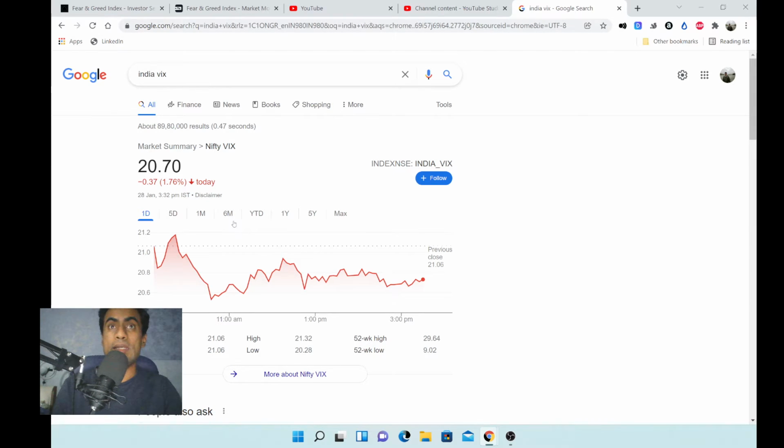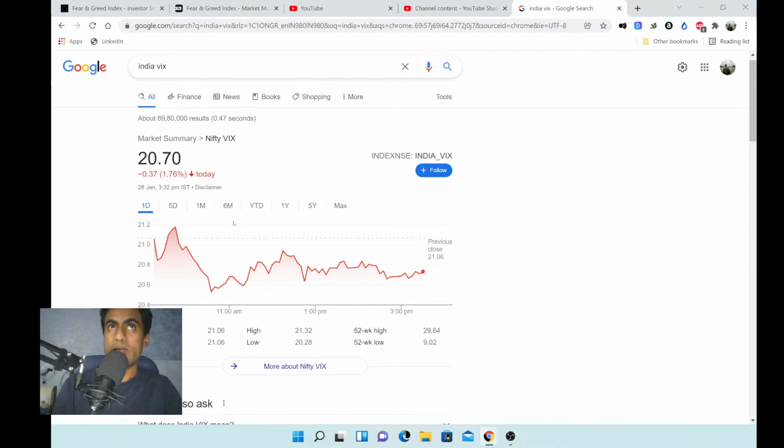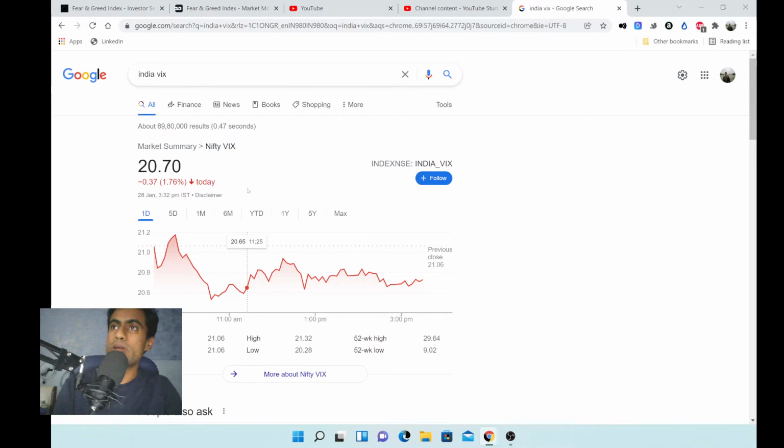We use the India VIX. So India VIX is used to understand the fear in the market, but it's just a very simple parameter. What I showed earlier has a combination of other data which is combined to create that end result.